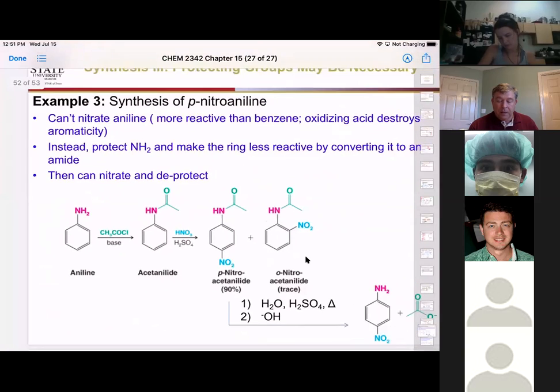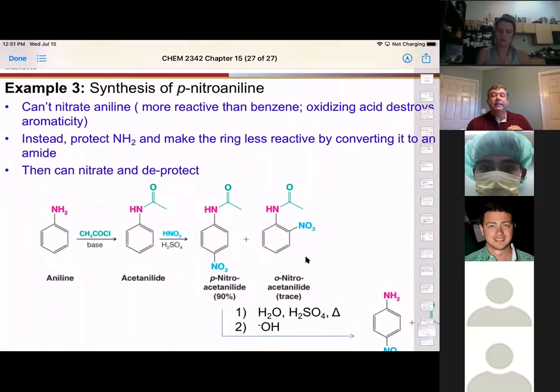So in this example, what we want to do is make para-nitroaniline. If we have a nitro group on there, that's a meta director, so we probably don't want to put the amine on second, but the amine is easily oxidized by the nitric acid. So we can't just nitrate aniline directly. We have to find some way to make that nitrogen less reactive toward oxidation.